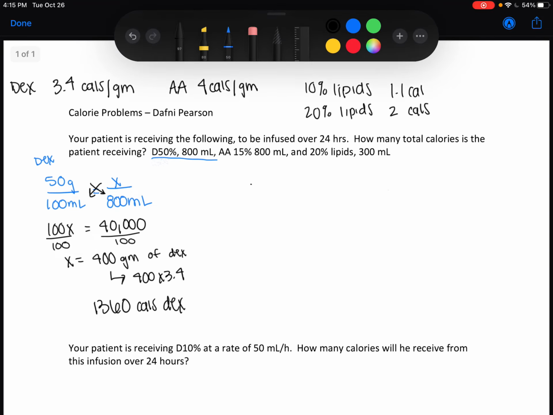Now we are going to work on the amino acids. In amino acids, we have 15%, 800 mils. So it's the same thing as the sugars. It's 15 grams per 100 mils. So if it said 20, it would be 20 grams per 100 mils. So we're going to set that up, and we're going to do 15 grams per 100 mils equals, and it's 800 again, so X over 800 mils. And we are going to cross multiply here and here.